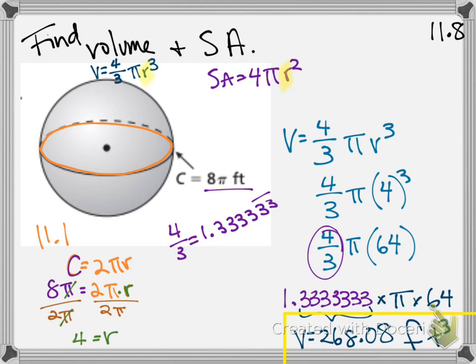Surface area is a little simpler. It's just 4 times pi times the radius squared. So you'll do 4 times pi times 16. So surface area is 201.06 inches, or is it feet? It's feet. Feet squared, because again it is area.